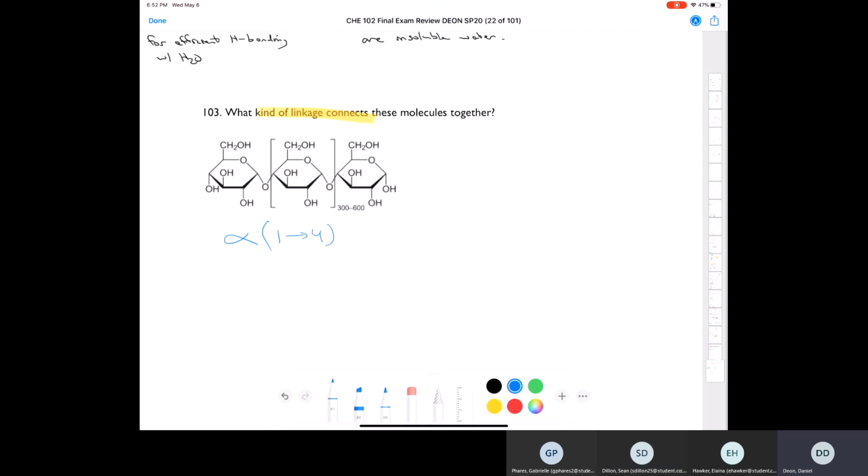Alpha 1,4, right? Because this is carbon 1, 2, 3, 4, 5, right? And this is carbon 1, 2, 3, 4, right? And this is carbon 1, 2, 3, 4. So it's alpha 1,4 is the linkage. Alpha 1,4 seen here, alpha 1,4 seen there. Okay, and that wraps up the review.